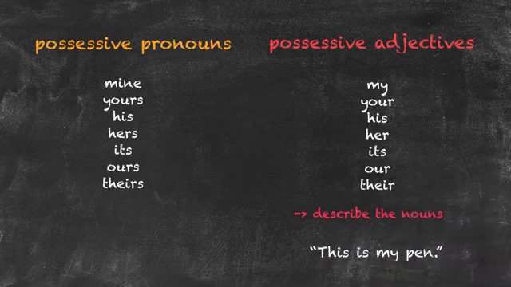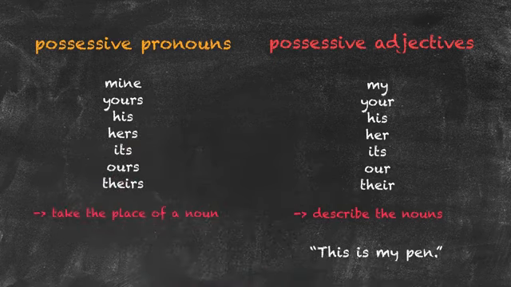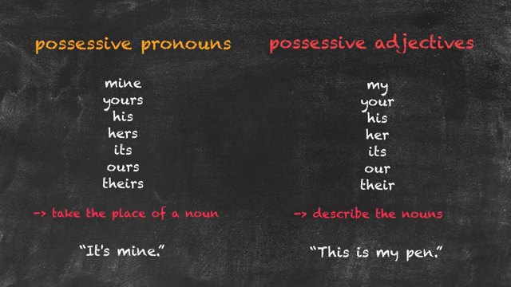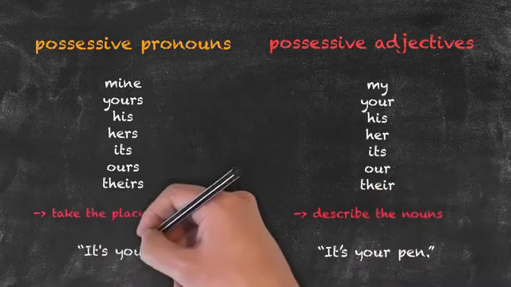This is my pen. However, keeping in mind what the pronouns do, they take the place of a noun. Our possessive pronouns do exactly that. It's mine. And one more example of this would be, it's your pen and it's yours.